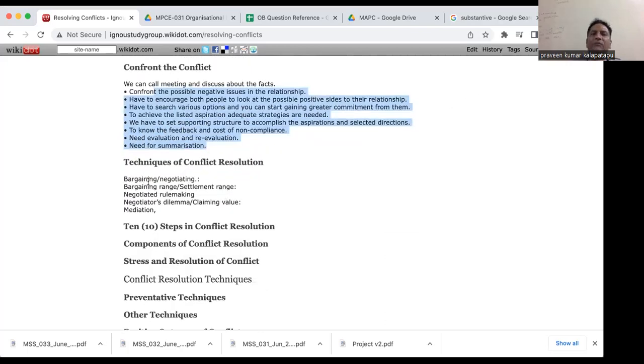Okay, so now comes techniques of conflict resolution.